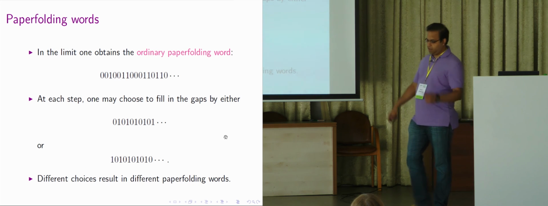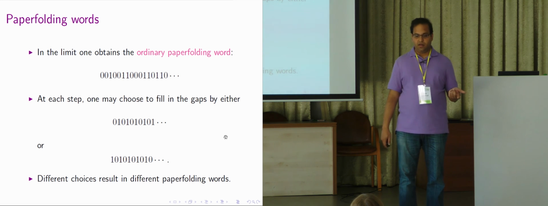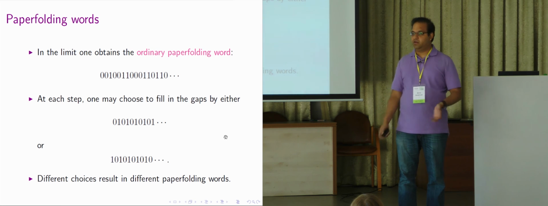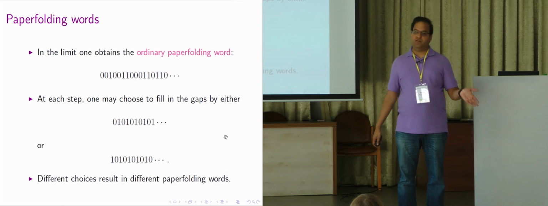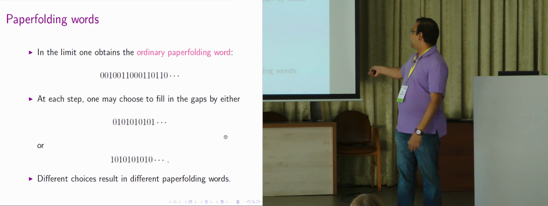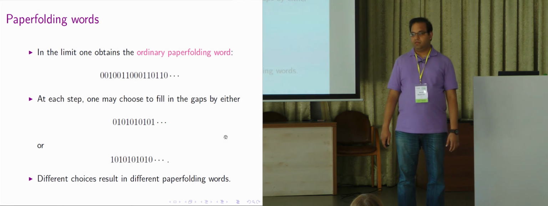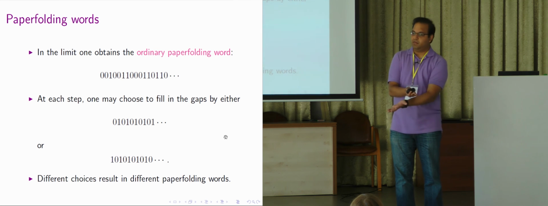So if you always fill in by the periodic sequence 0, 1, 0, 1, 0, 1, you will get the paper folding word, or the ordinary paper folding word. But if you change your mind every once in a while and you fill in 1, 0, 1, 0, 1, 0, then you will get some other kind of paper folding word.